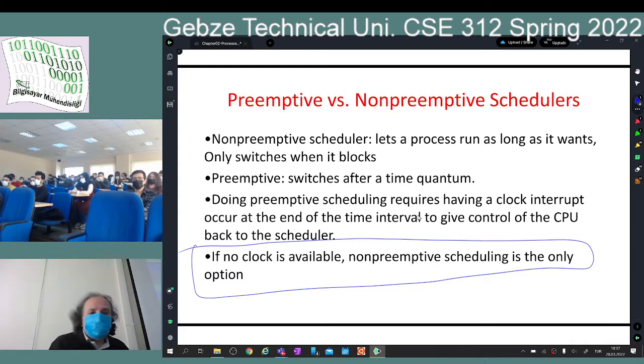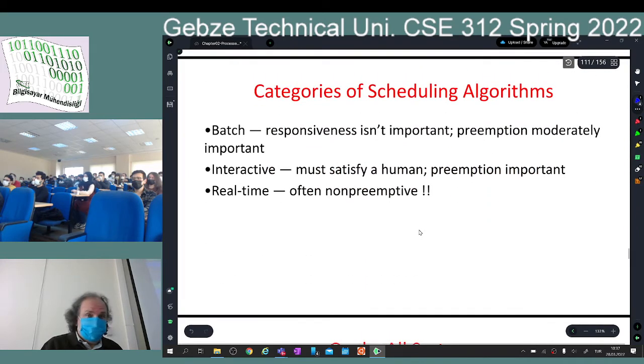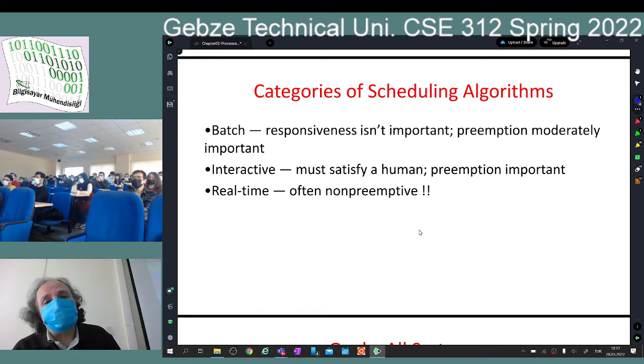Okay, so that's the small reminder again for the preemptive and non-preemptive schedulers. And as I said before, most of the modern operating systems that we use for the desktop are all preemptive. Especially for the interactive systems, it is very important. So let's look at these scheduling algorithms.